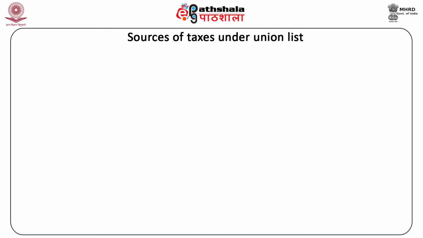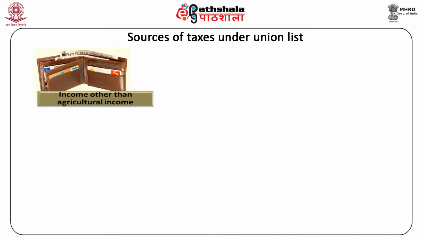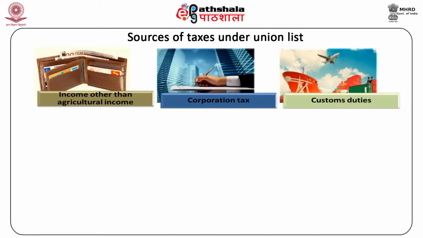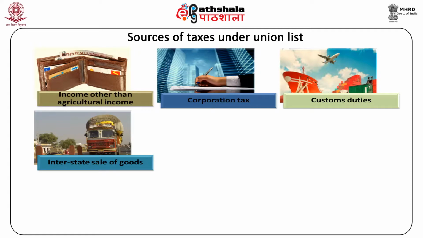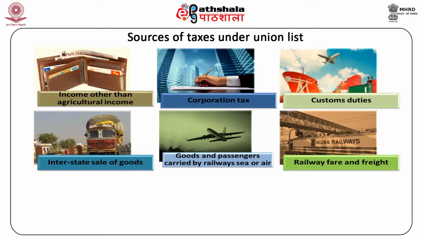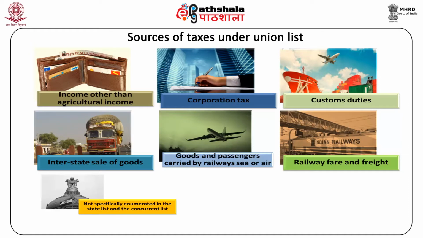Sources of taxes under the Union list are taxes on income other than agricultural income, corporation tax, customs duties, taxes on interstate sale of goods, taxes on goods and passengers carried by railways, sea, or air, taxes on railway fare and freight, taxes not specifically enumerated in the state list and the concurrent list, etc.